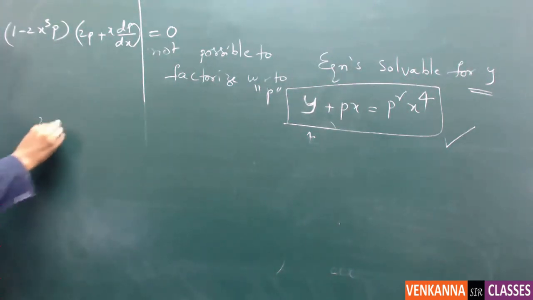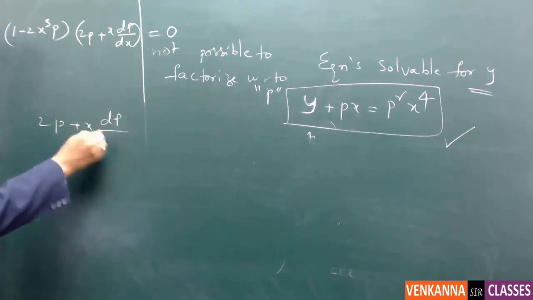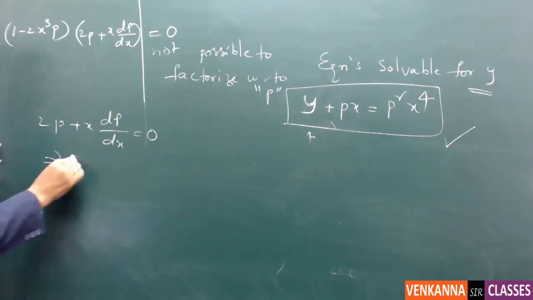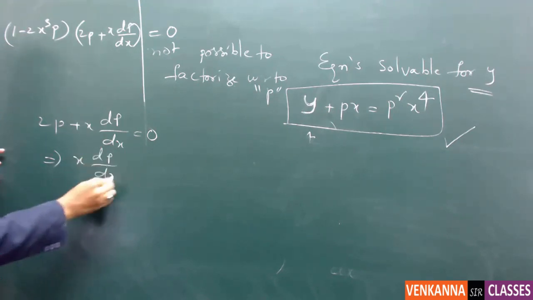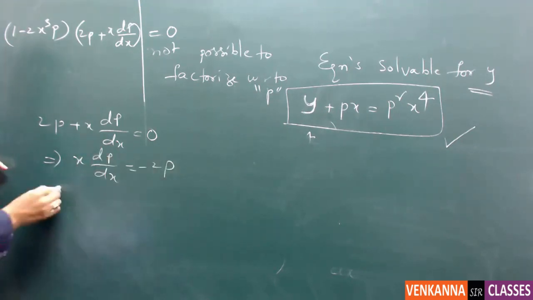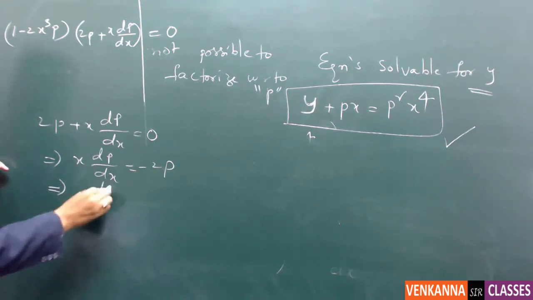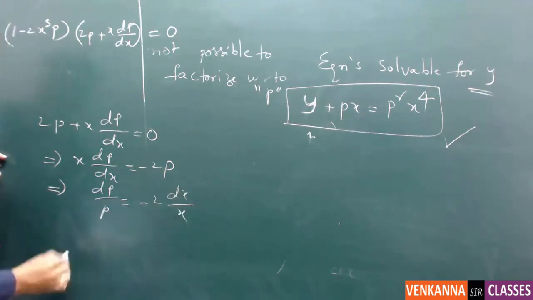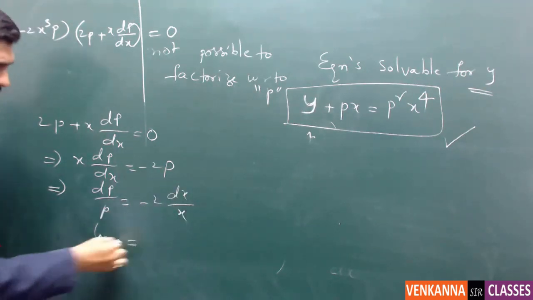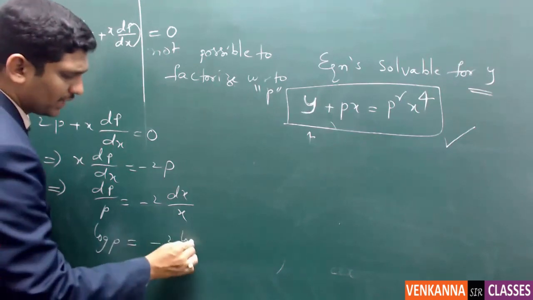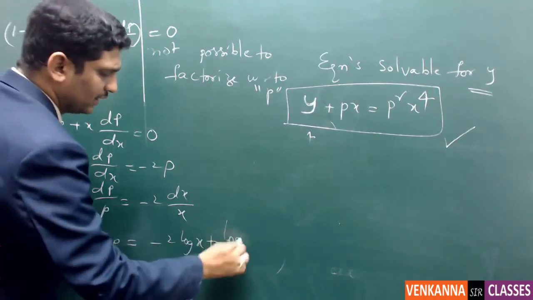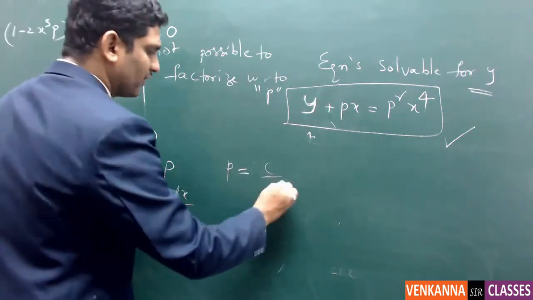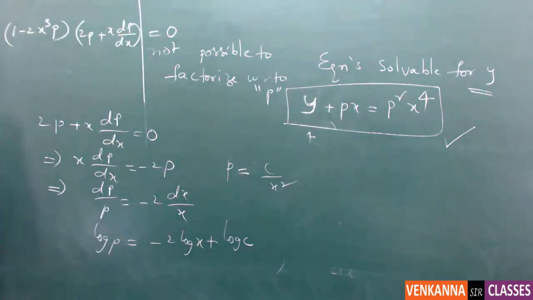So from this we have 2p plus x dp by dx equal to 0. From this we have x dp by dx is equal to minus 2p. So dp by p is equal to minus 2 dx by x. So doing integration, log p is equal to minus 2 log x plus integration constant log c, which gives that p is equal to c by x square. Accepted?